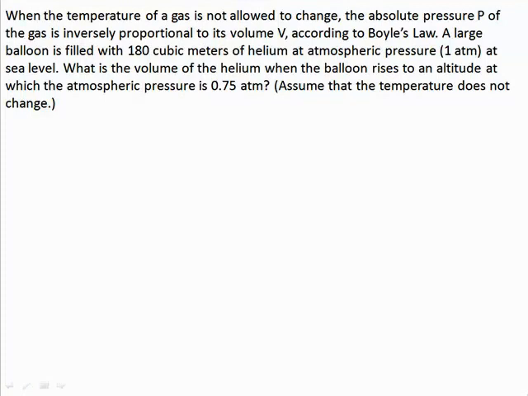The absolute pressure P is inversely proportional to the volume V. So P equals K divided by V, where K is a constant of proportionality. Substitute the given values of P and V into this equation to solve for K. P is equal to 1 when V is equal to 180. So 1 equals K divided by 180. Multiply each side by 180. 180 equals K. Substitute this into the original equation for K.